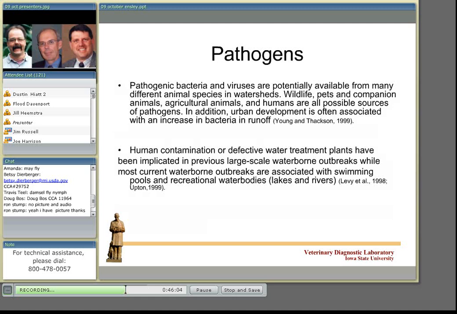The pathogenic bacteria and viruses that we were concerned about in this study have been shown to be from several animal species or several different sources. And as this slide shows, wildlife, pets, companion animals, agricultural animals, and humans are all potential sources. And in particular, human contamination of water has been shown from defective treatment plants.